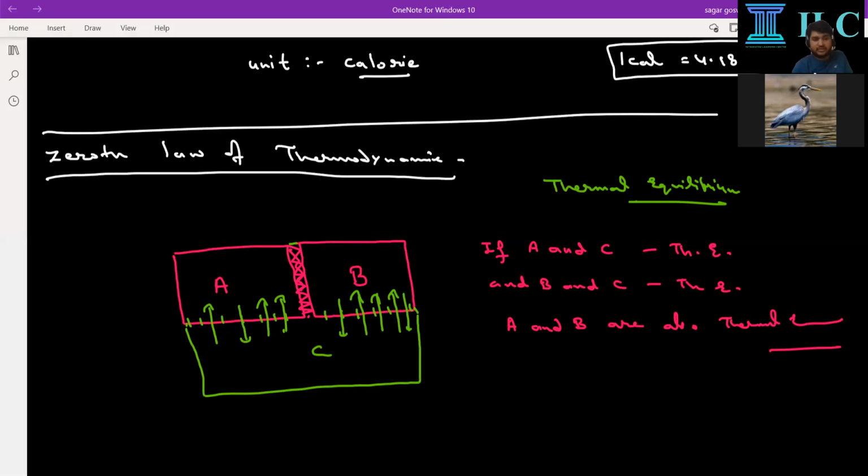A has both diathermic and adiabatic walls. This is the adiabatic wall and this is diathermic. So it is exchanging downward, not to the right side. Very simple it is, very simple. Fine, got it?